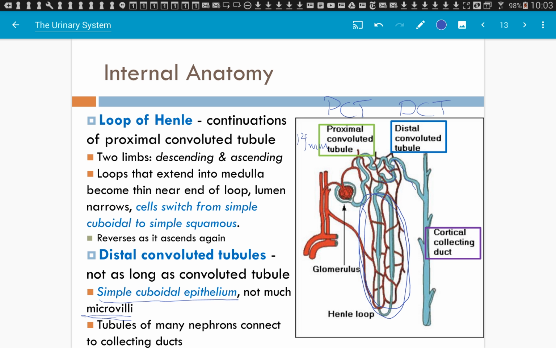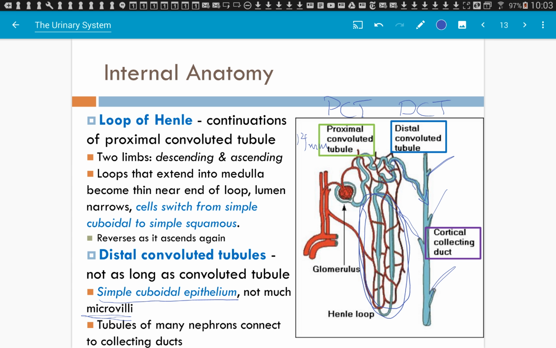And then urine that's formed collects in the collecting duct. And there are multiple nephrons that drain into the same collecting duct, which then, so you have your formed urine and then it exits down at the renal papilla.